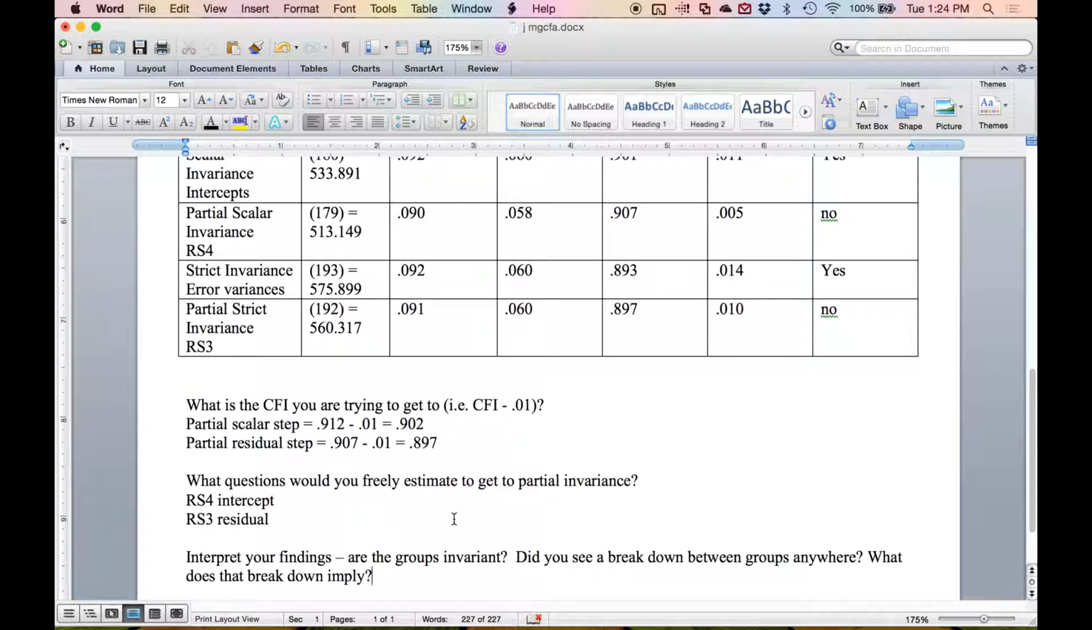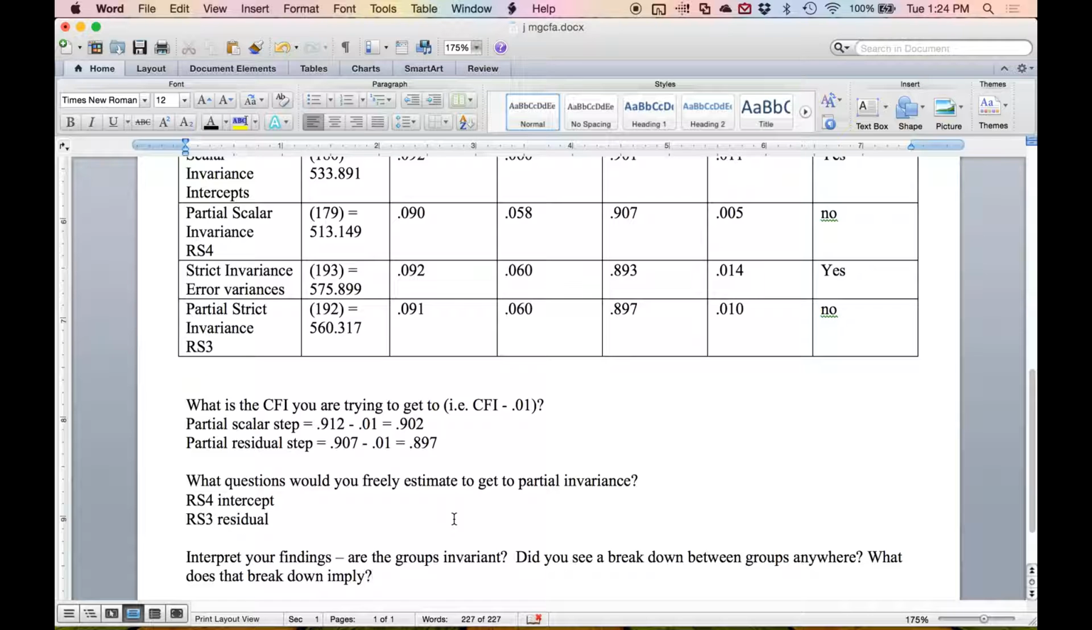Mostly. Okay. The loadings are definitely invariant. The intercepts are invariant except this RS4 question, and the error variances are invariant except this RS3. Okay, so did I see a breakdown between groups? Yes. What does that imply? There are different average scores for RS4, whereas one group has a higher average score than the other.